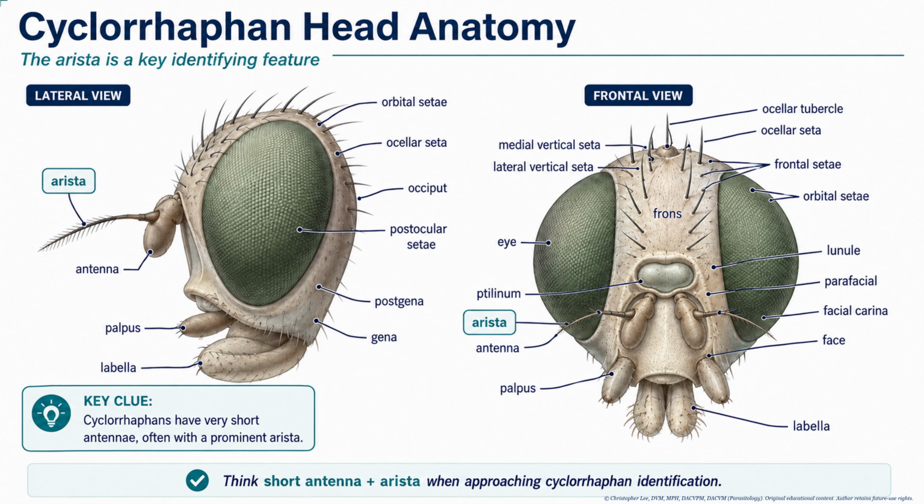Another important feature is the ptilinum and the ptilinal suture. During adult emergence, many Cyclorrhaphans use an inflatable structure called a ptilinum to help push open the puparium. The group name Cyclorrhapha refers to a circular opening or seam in the puparium through which the adult emerges. After emergence, the ptilinum retracts back into the head, leaving the ptilinal suture as a visible seam on the adult fly's face. If we're being poetic, the ptilinal suture is a little emergent scar, not a true belly button, but a visual reminder of how the adult fly escaped the puparium.